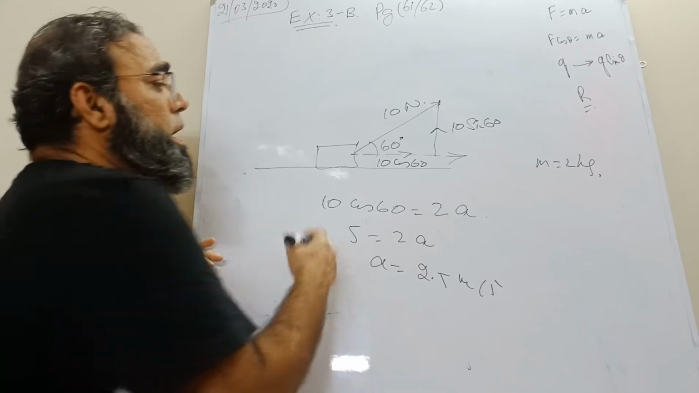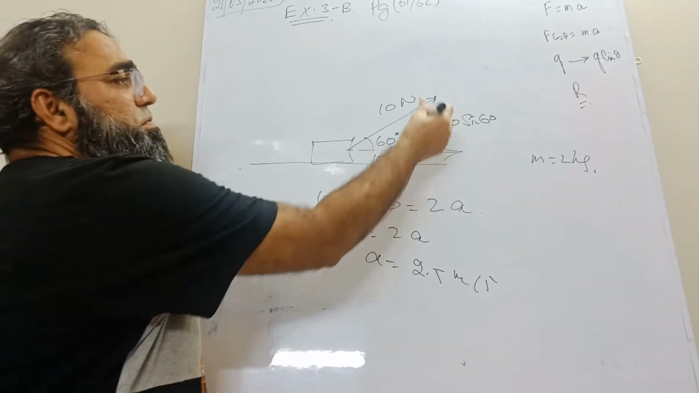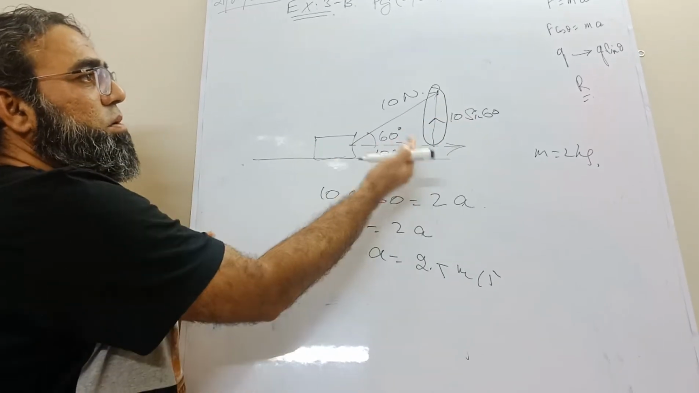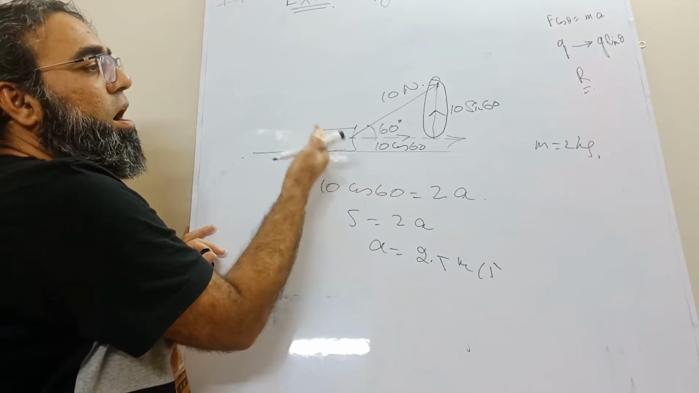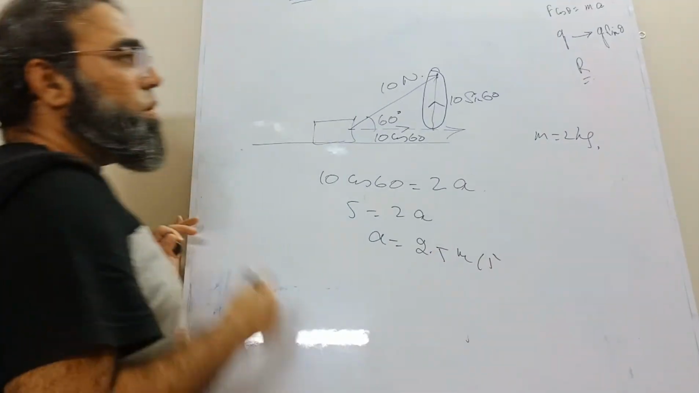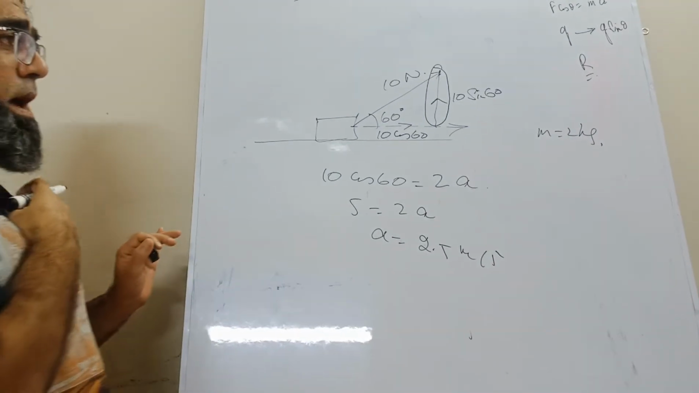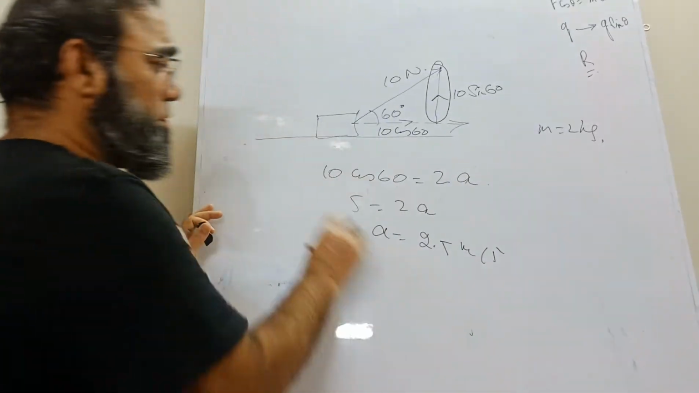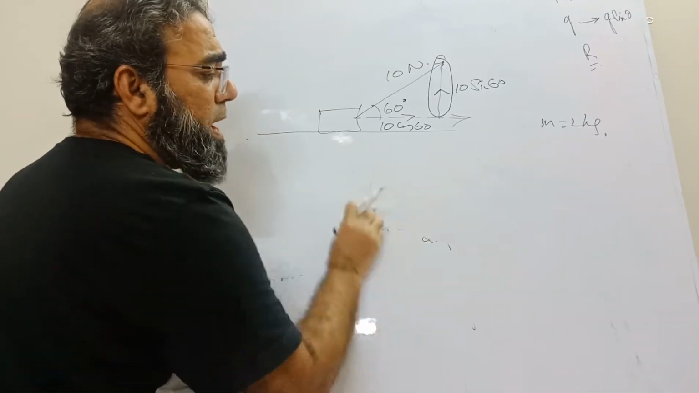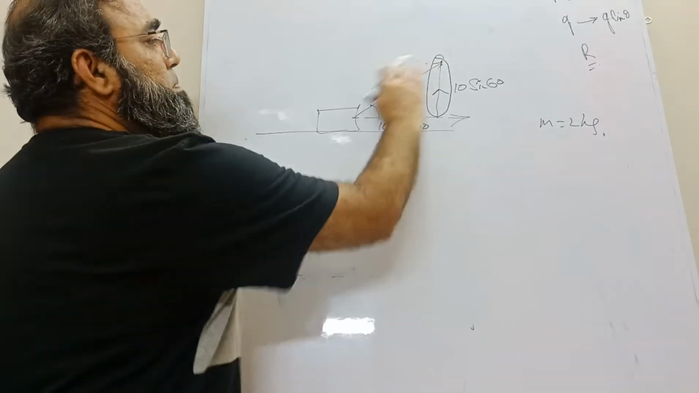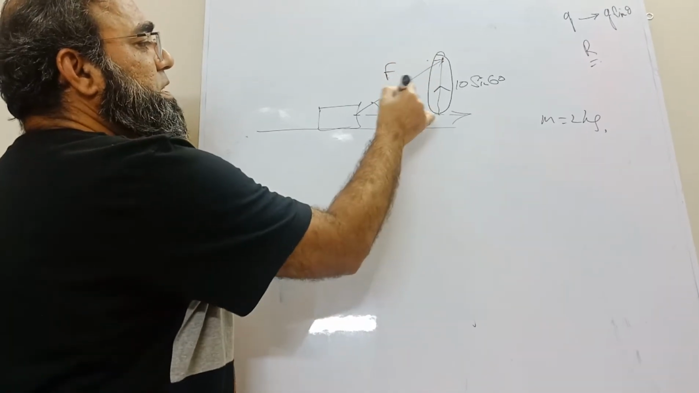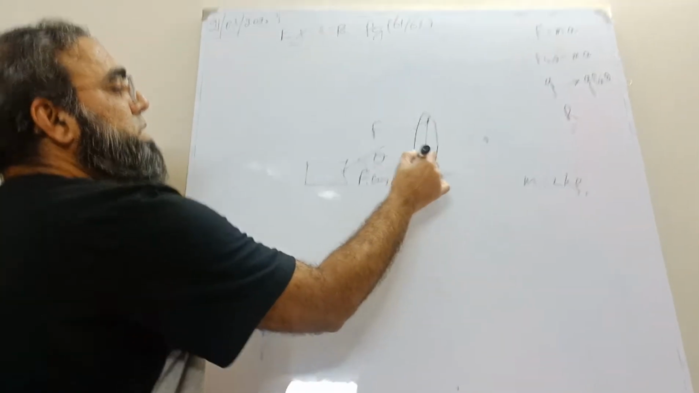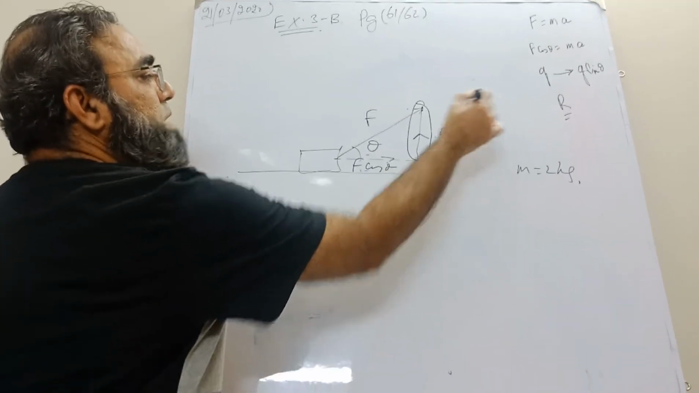Now what is the role of this other component? Right now we don't need it. This will later on help us to find R, the normal contact force. Nevertheless, let's generalize the formula F equal to ma. If this is simply F and this angle is theta, then this component is going to be F cos theta and this is going to be F sine theta.